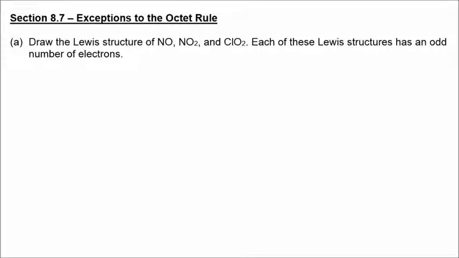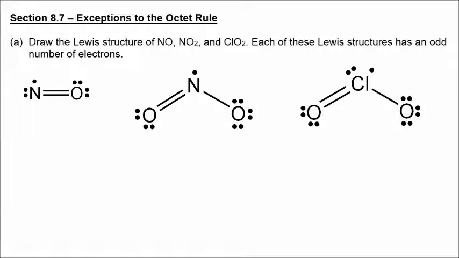All right, moving on to section 8.7, exceptions to the octet rule. Each of these structures is going to have an odd number of electrons. So we have nitrogen monoxide, nitrogen dioxide, and chlorine dioxide. With an odd number of electrons, you just do the best you can without exceeding the octet rule. We have a situation where we have a single unpaired electron either on the nitrogen or on the chlorine atom.